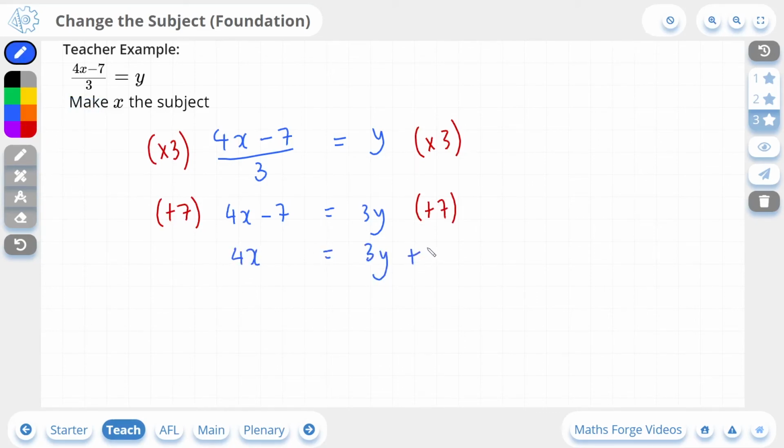Our final step is to get rid of this 4 that's being attached to the x through multiplication, and we're going to detach it by division. So it's going to be divided by 4, divided by 4. And this is going to give us x on the left-hand side, and on the right-hand side, it's going to give us 3y plus 7, all divided by 4. And if we check our answer, there it is. And that's it for the lesson on changing the subject.